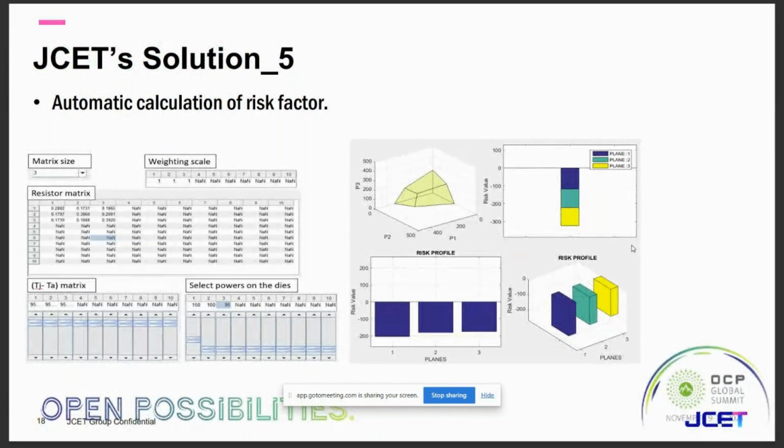So let me give you another. Here I want to share that we further designed, maybe it's called an automation calculator. The designer can input the power and also define the maximum allowed junction temperature. As I mentioned earlier, sometimes different dies will have different junction temperatures. And after that, the designer can select a set of power. Then this tool will automatically determine the risk factor.